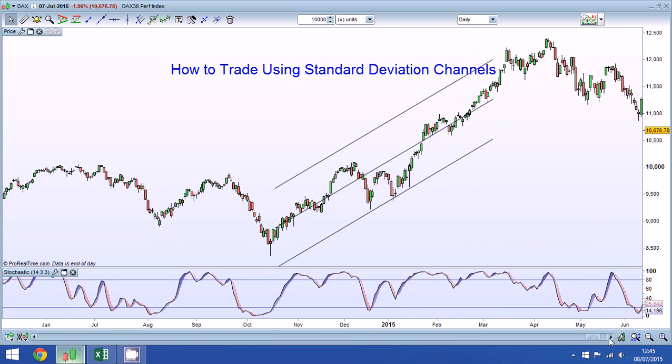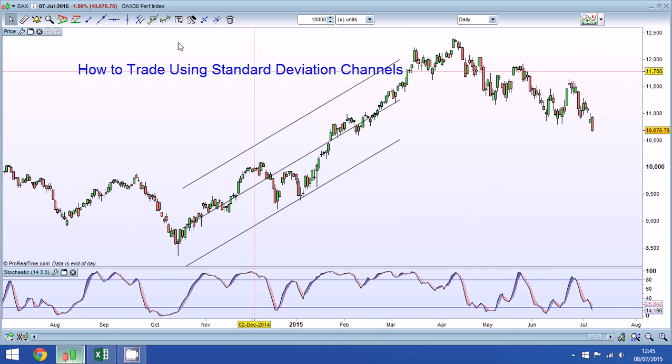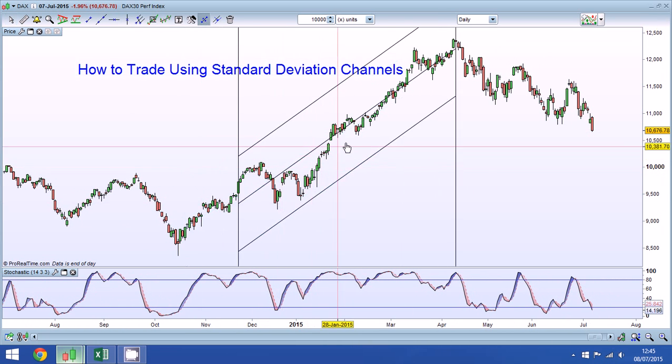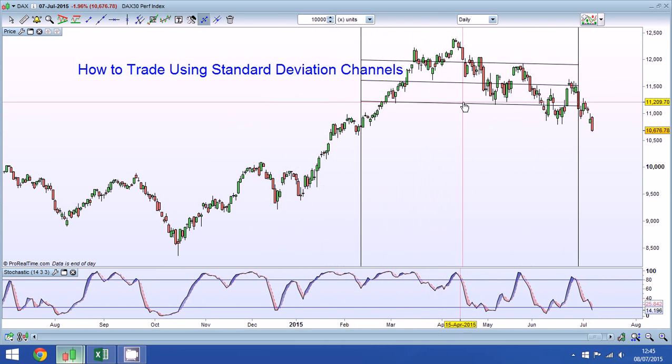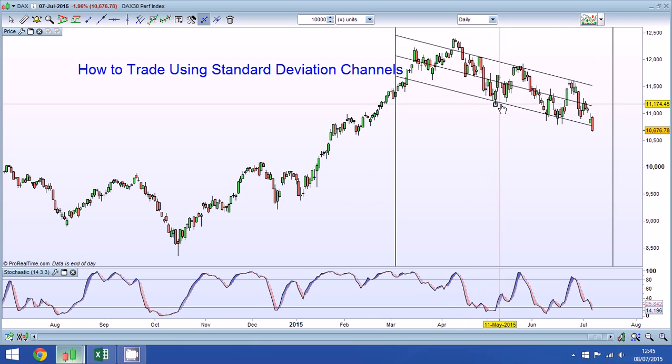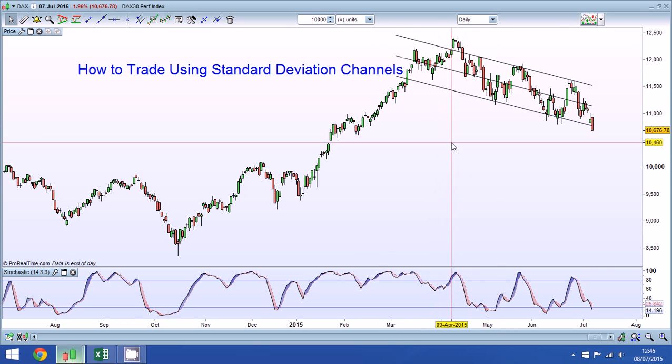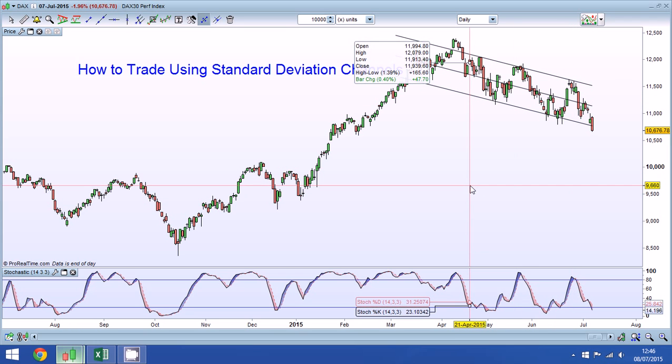If I scroll on a little bit further, we have the second quarter of 2015 starting to kick in here, and this is the DAX index, and we start to see a downward channel developing. At this point, although we don't know it of course until the channel line actually turns over, we're moving into a sell the rallies market.